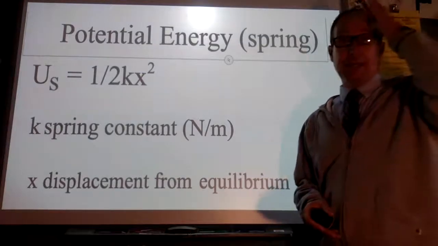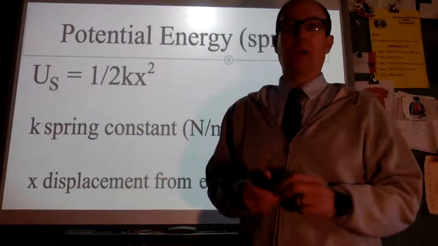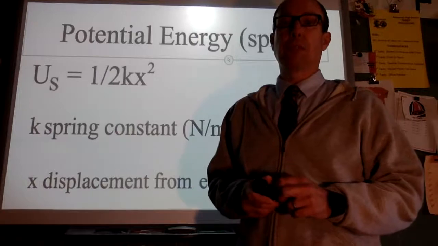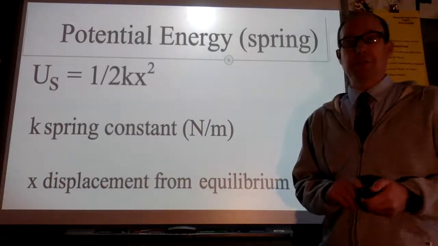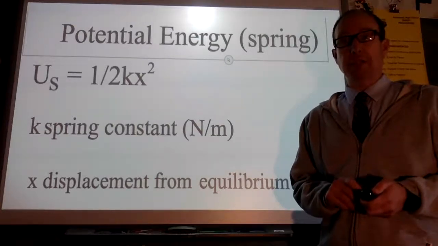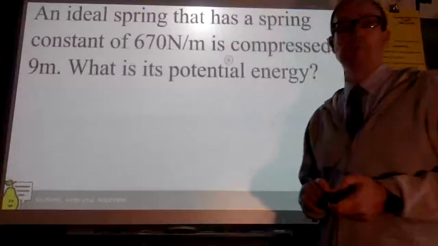All right, so this is going to be given as 1/2 kx squared. On our equation sheet, it's going to be a U with the subscript of s. K is going to be the spring force constant for that specific spring. X is going to be how much it is stretched or compressed.